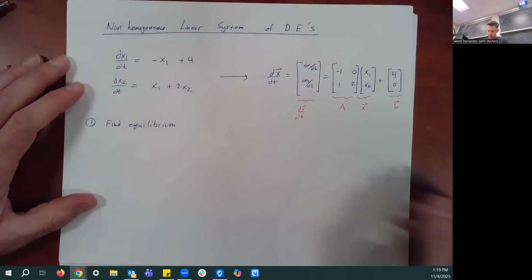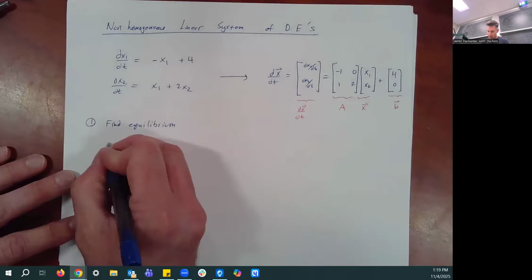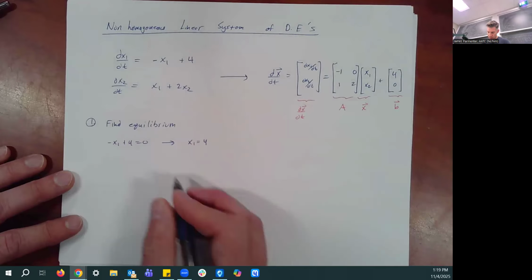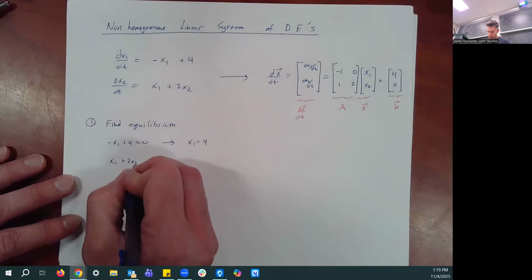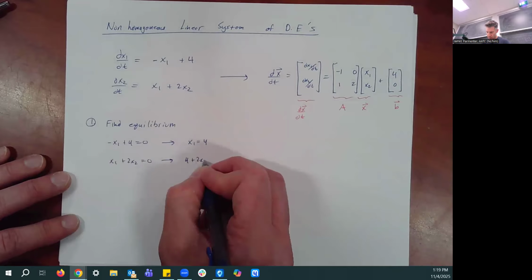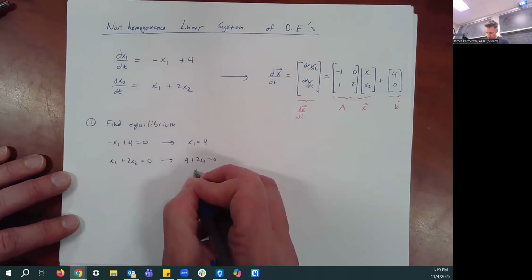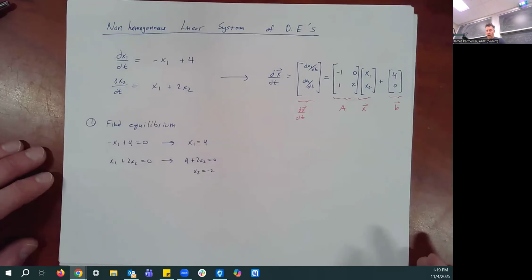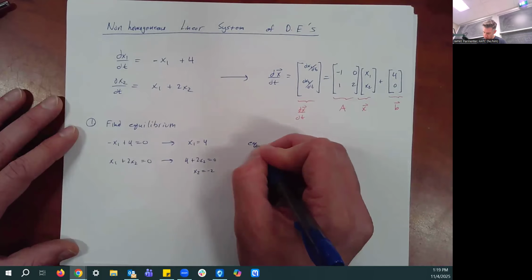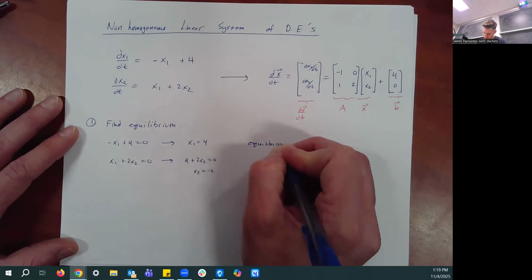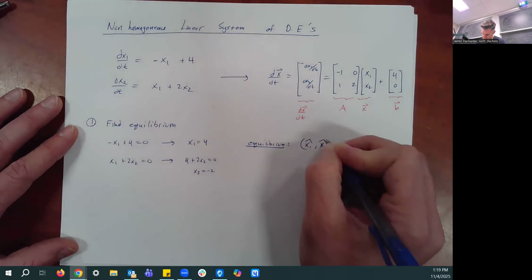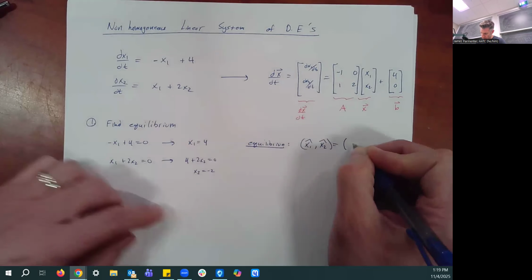So find the equilibrium. Negative x1 plus 4 equal to 0 gives us x1 equal to 4. And then x1 plus 2x2 equal to 0. We plug in 4 for x1. We get 4 plus 2x2 equal to 0, which means x2 is equal to negative 2. And we usually write these with hats. So we're going to say that our equilibrium is x1 hat comma x2 hat equal to 4 comma negative 2.